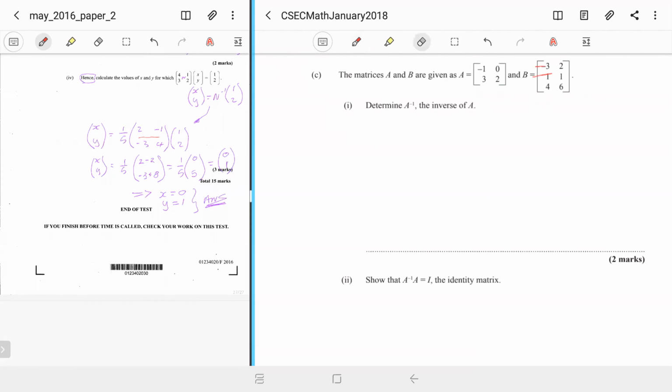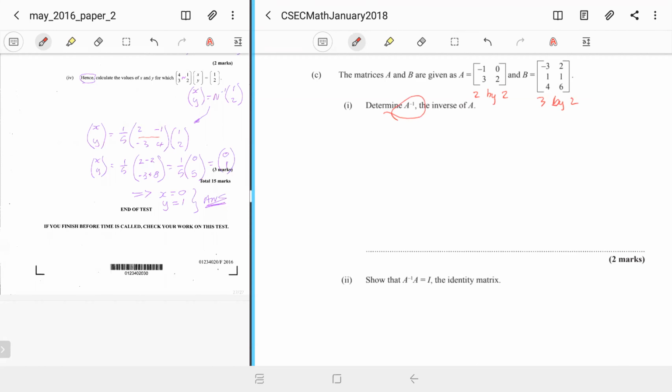Write it out. This one is a 2 by 2, and this one is a 3 by 2. They most often ask us about the commutative thing there, whether multiplication is possible or not.